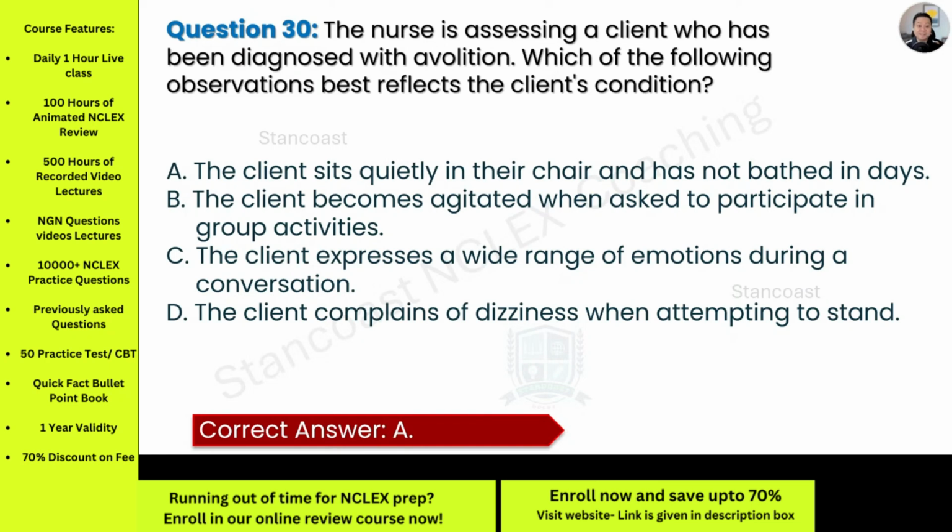Dizziness is a physical symptom that could indicate issues like orthostatic hypotension or other medical conditions, but it is unrelated to avolition. This symptom does not speak to the client's motivation or engagement and does not reflect the lack of goal-directed behavior seen in avolition. Again, your strategy here is to look for the key symptoms. When asked about a mental health condition like avolition, you have to focus on behavioral characteristics like lack of initiative or disengagement from activities such as hygiene, work, or social interactions.